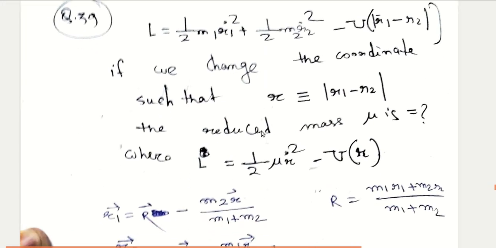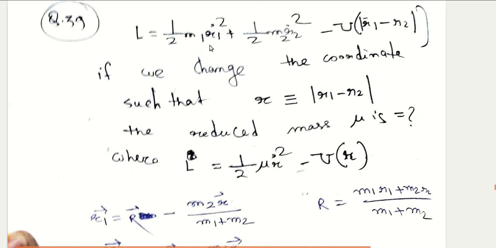Now you have a question where the Lagrangian was given as L = half m1 r1 dot square plus half m2 r2 dot square minus U of mod of r1 minus r2. If you change the coordinates such that r is equivalent to mod of r1 minus r2, you need to find the formula for the reduced mass mu, and then the effective Lagrangian will be L = half mu r dot square minus U(r).